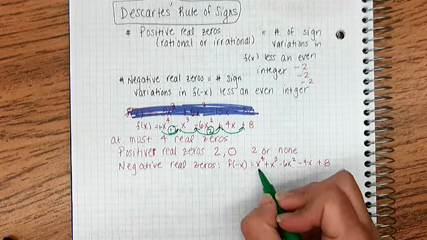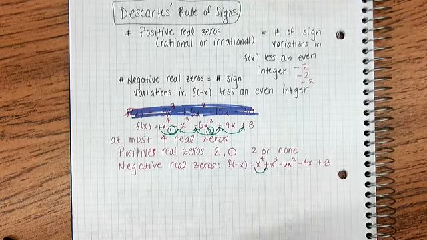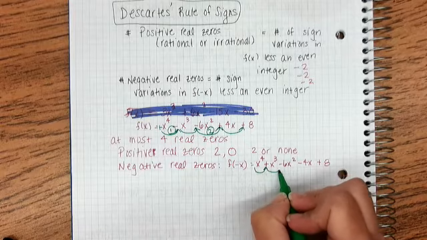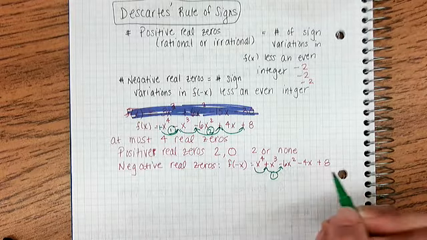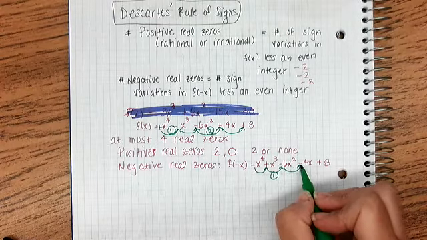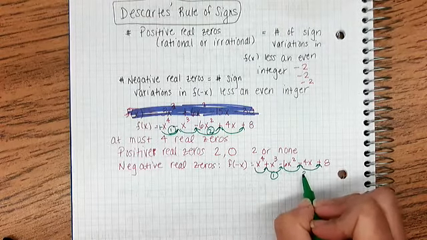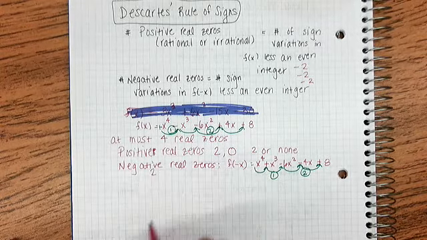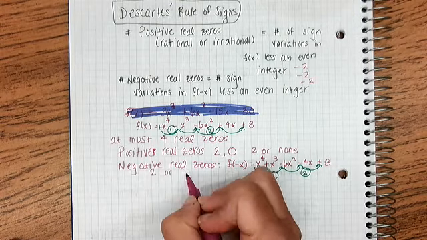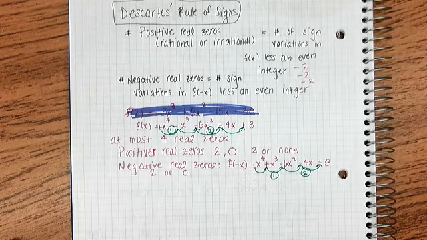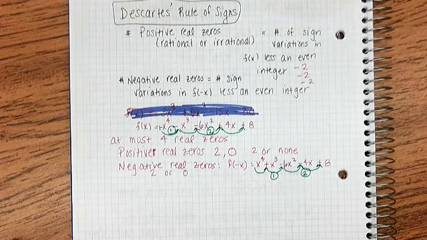We start with positive x to the fourth. Positive x to the fourth to positive x cubed, not a sign change. Positive to negative, one sign change. Negative to negative, no sign change. Negative to positive, another sign change. So there are 2, or subtract 2, you get 0. If there is one sign change, then there are at most 1 positive real zero.